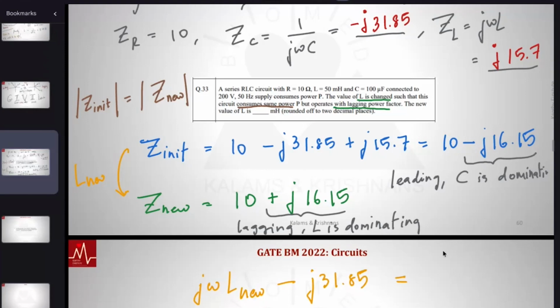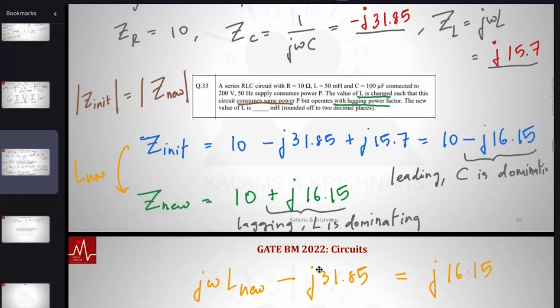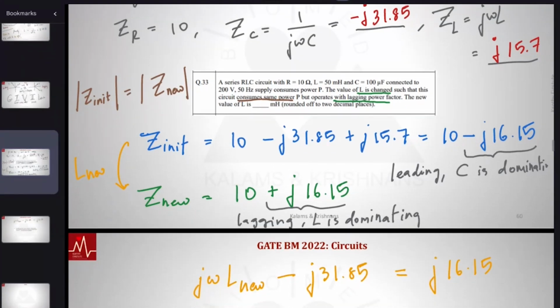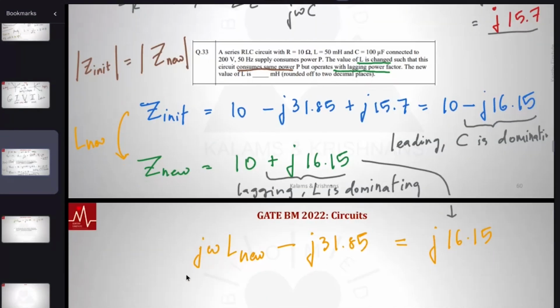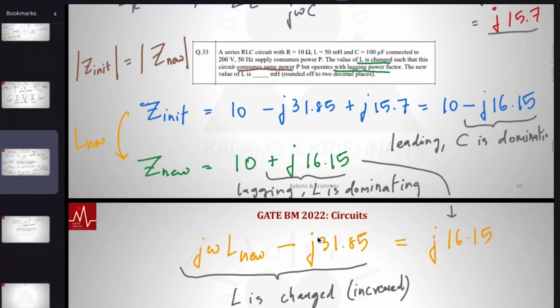This should be equal to J into 16.1, right? So Z new is giving this term. Here we are changing Z. Here L is changed. In fact, we can see that L needs to be increased. The J's and all that will get cancelled. Perhaps if you're wondering, all I'm writing is Z init is Z new. You can also have R on both sides, and that R is also getting cancelled. So I'm not bothered about that.